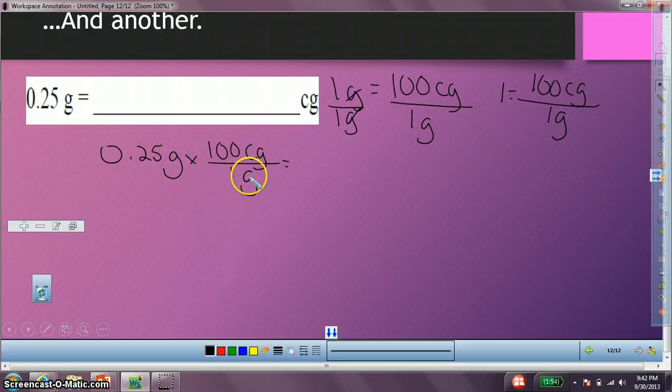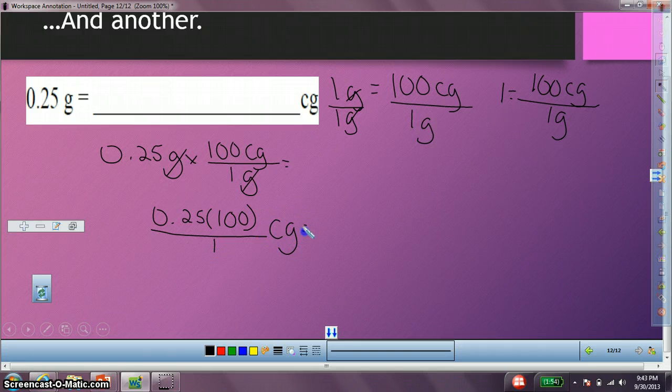Grams in the numerator and grams in the denominator will cancel. We'll be left with 0.25 times 100 all over 1 centigrams. When we multiply anything times 100, we move the decimal point 2 places to the right. Here's our decimal place, we move it over 1, 2. So it becomes 25. 25 divided by 1 is 25 centigrams.